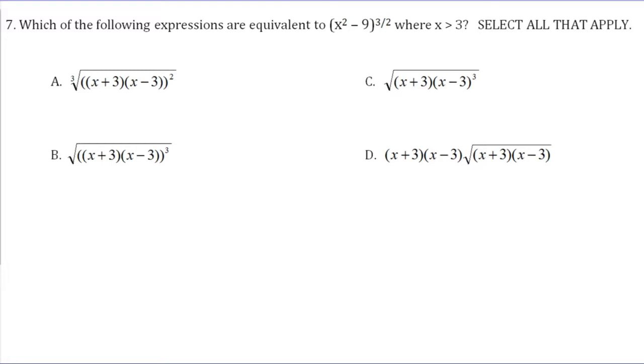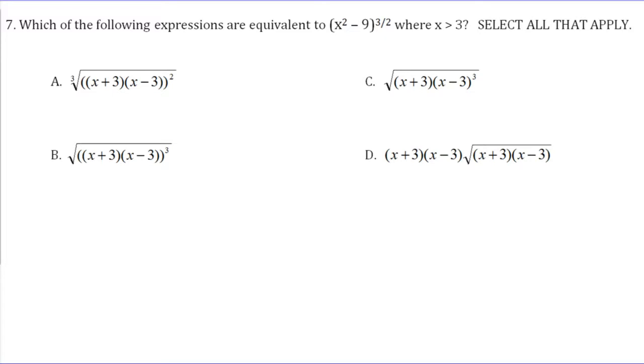And so we're going to take a look at this problem where they're giving us this expression, x squared minus 9 to the 3/2 power. And they're telling us that x should be greater than 3. So this statement right here, don't be thrown by the fact that they're putting in this expression that x should be greater than 3.